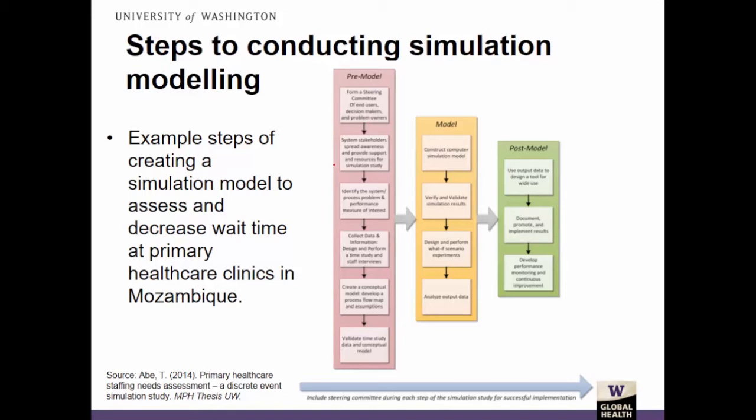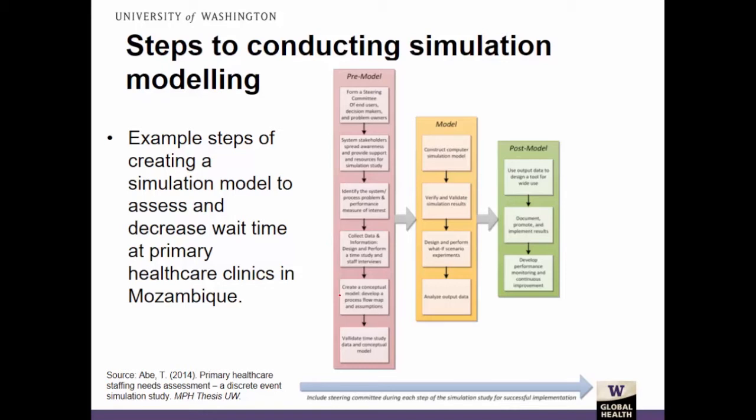You also will need to identify the system processes and performance measure of interest. And then you might want to collect data to inform the development of your model. In this example here, the purpose of this model was to do a time study to look at waiting time and consult time at a clinic. So they collected data around true wait and consult times in a number of clinics to then inform how they could develop this simulation model.